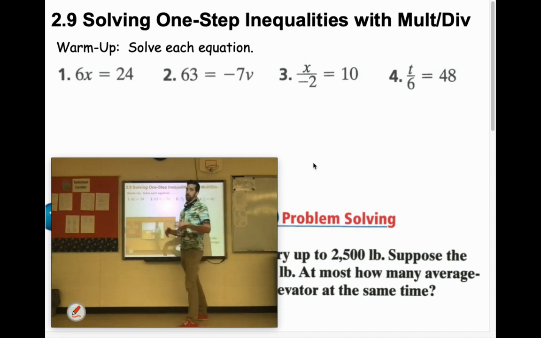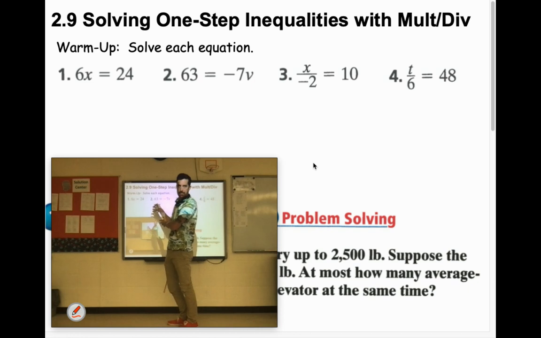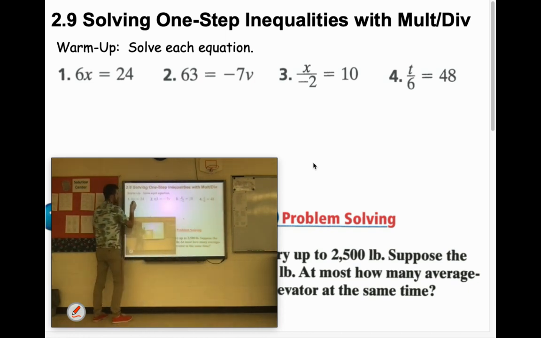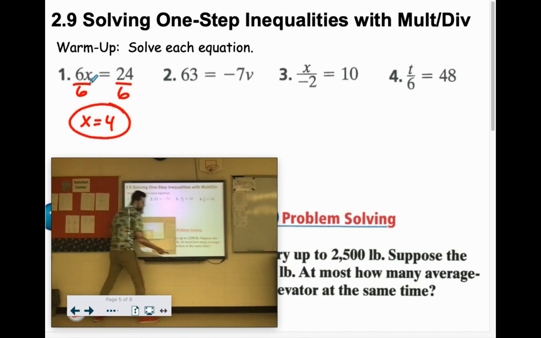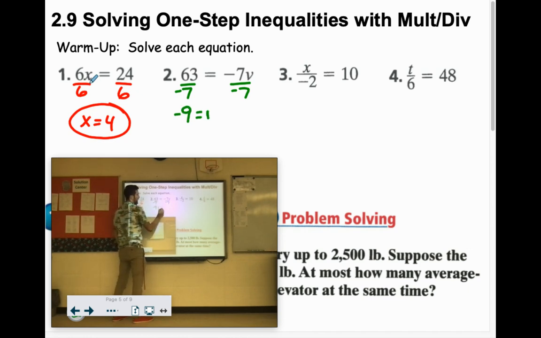6x equals 24. Inverse operations. That means 6 times x, so we're going to divide by 6. 24 divided by 6 is 4. 63 equals negative 7 times b. So we'll divide by the negative 7 because it's being multiplied. Positive 63 divided by negative 7 is negative 9.